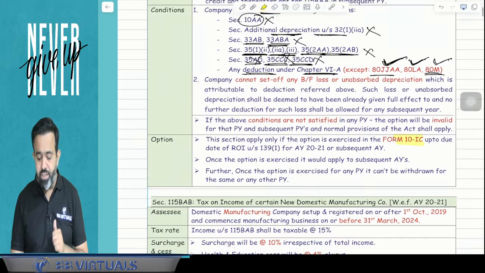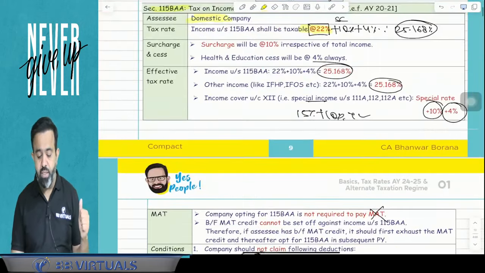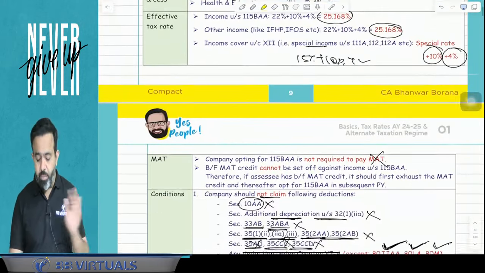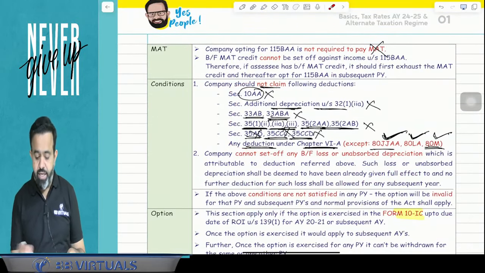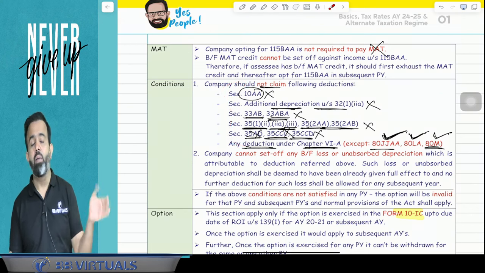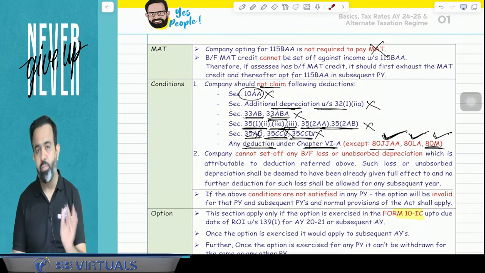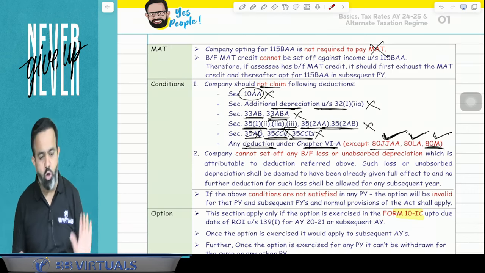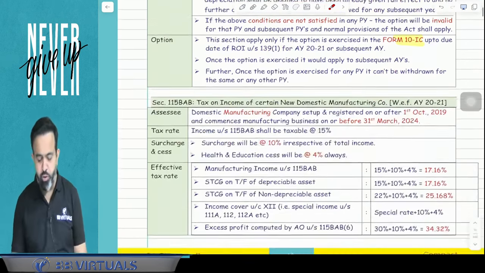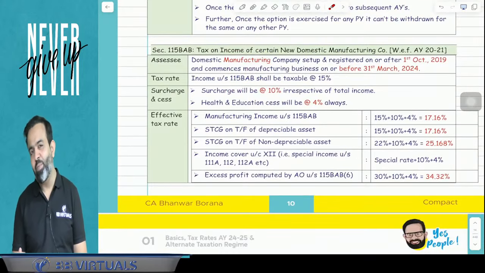But here one point: suppose in a subsequent year there is any violation, meaning the company has not followed this condition and claims any deduction, then the company will come out of 115BAA from that year, and again they cannot opt for 115BAA. You got my point or not? Yes, this is section 115BAA.